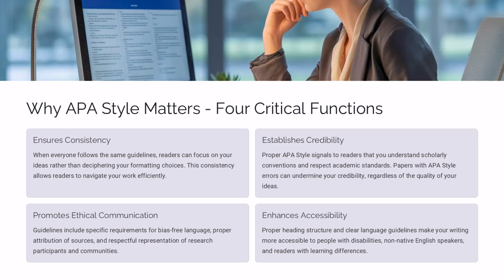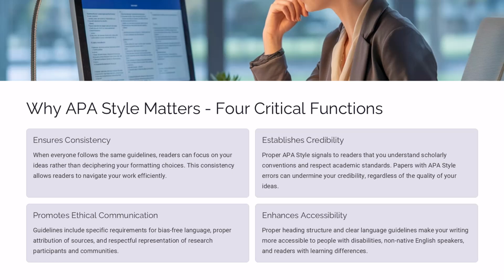Fourth, APA style enhances accessibility for diverse audiences. Many APA style requirements, such as proper heading structure and clear language guidelines, make your writing more accessible to people with disabilities. Screen readers rely on proper heading hierarchies to help visually impaired readers navigate documents. Clear, concise language benefits readers for whom English is a second language. Consistent formatting helps readers with learning differences process information more effectively.